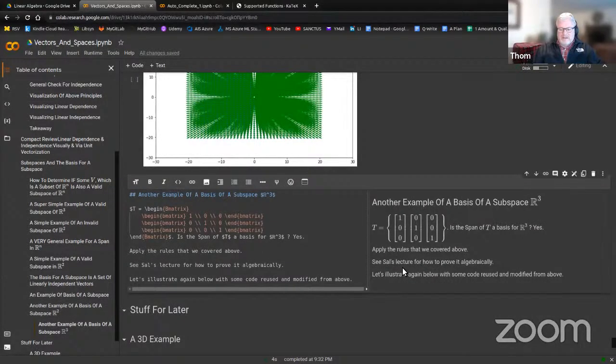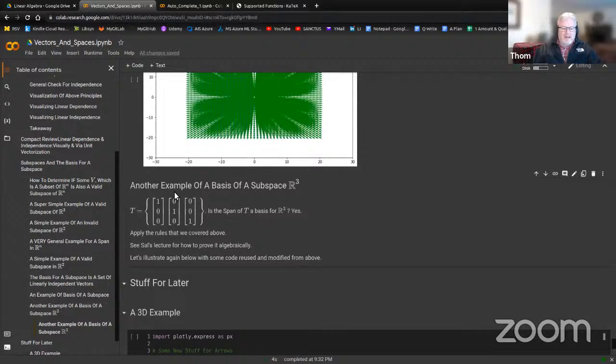This is still another example of a basis of a subspace for all 3-dimensional real numbers, or all numbers in 3 dimensions, all real numbers in 3 dimensions. I'm not sure the best way to say that. We're applying the rules that we covered above, but basically these are a minimal basis. Now, what's an example of a vector that we could add that would make this not a basis?